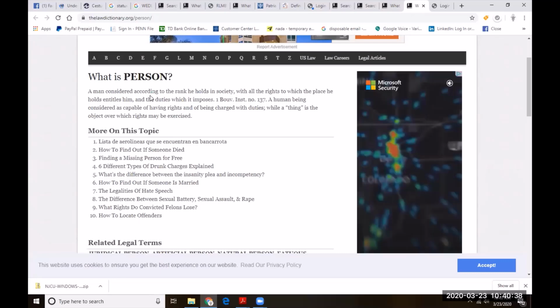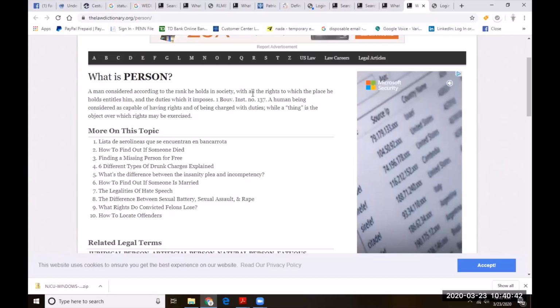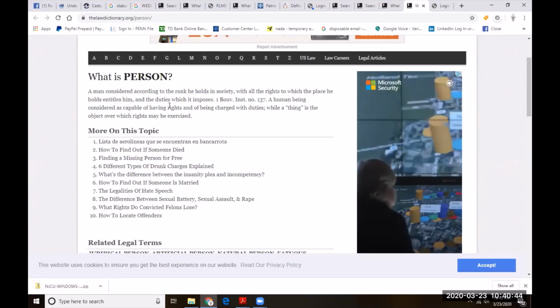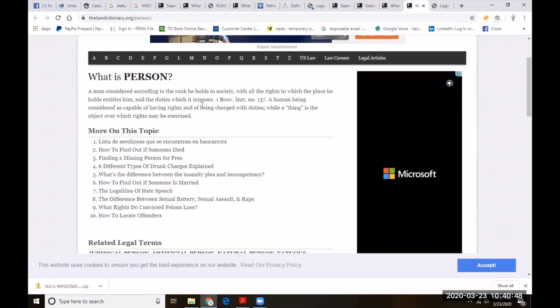A man considered according to the rank he holds in society, with all the rights to which the place he holds entitles him, and the duties which it imposes. A human being considered as capable of having rights and of being charged with duties, while a thing is the object over which rights may be exercised.